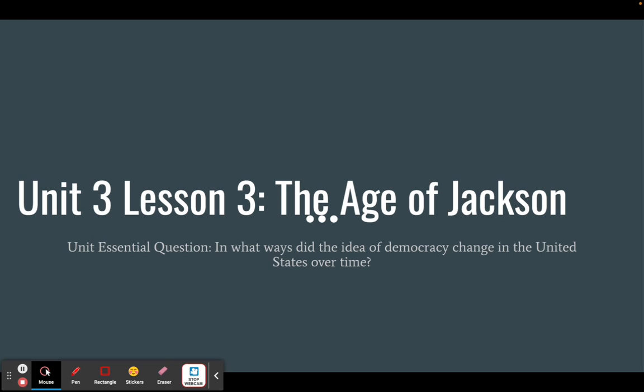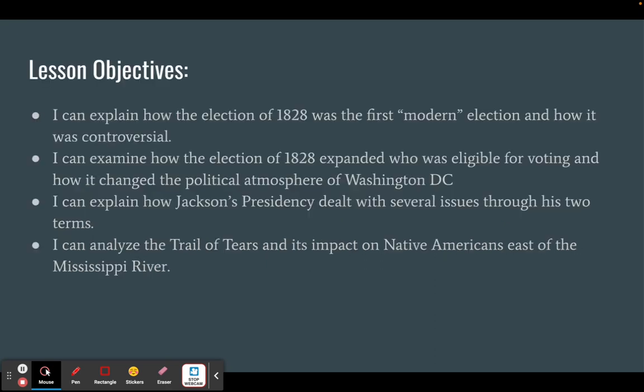As I said, Jackson is going to be president much longer after Jefferson. We're talking about almost 30 years. But his election is significant because it marks a time where the election grows.